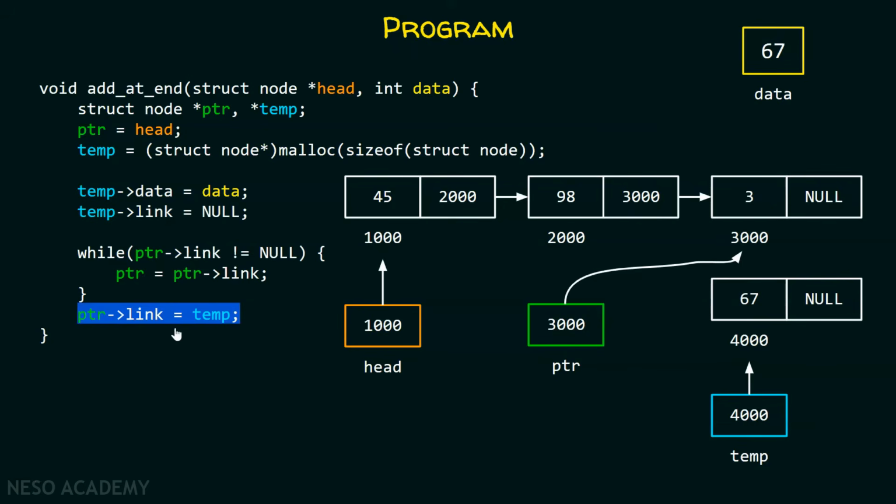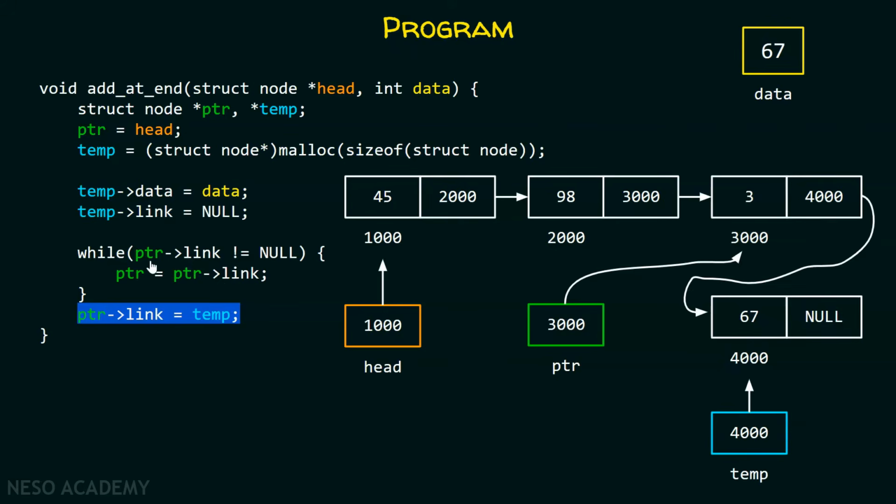And at this point, we will update the link part of this node by this address 4000. After updating the link part, this node is now pointing to this node. Here you can understand why I'm not using ptr != NULL. Because here I don't want to update this by null. I want to stop when I reach the end node of the list. That is why I should check ptr->link instead of ptr, okay? Instead of checking the condition ptr != NULL, I am checking the condition ptr->link != NULL. So this function is capable of adding a new node to the end of the list.